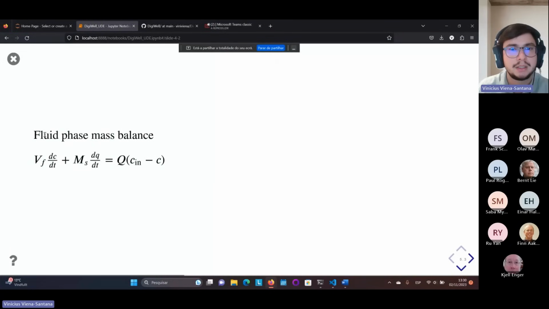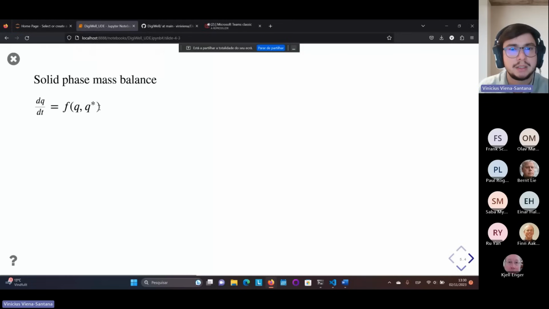Here I brought to you this ordinary differential equation derived from the zero length column method. I have the fluid phase mass balance: the rate of accumulation in liquid and solid phase equals what is coming inside my column minus what's coming outside my column. I can also write down the solid phase mass balance, and it has this term I mentioned to you, which is the uptake kinetic rate. That's an unknown function, so I can put this inside the solid phase mass balance, and I should figure out what this function is.